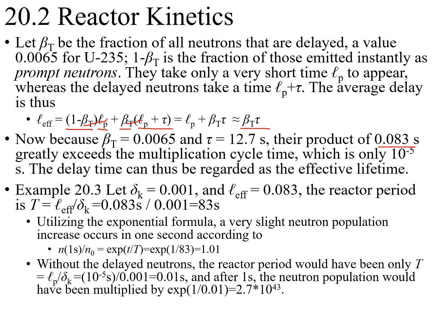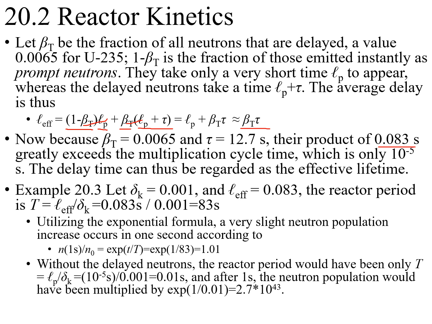Now let's take an example to show you the importance of the delayed neutron. We consider delta K to be 0.001, a very small change in K.